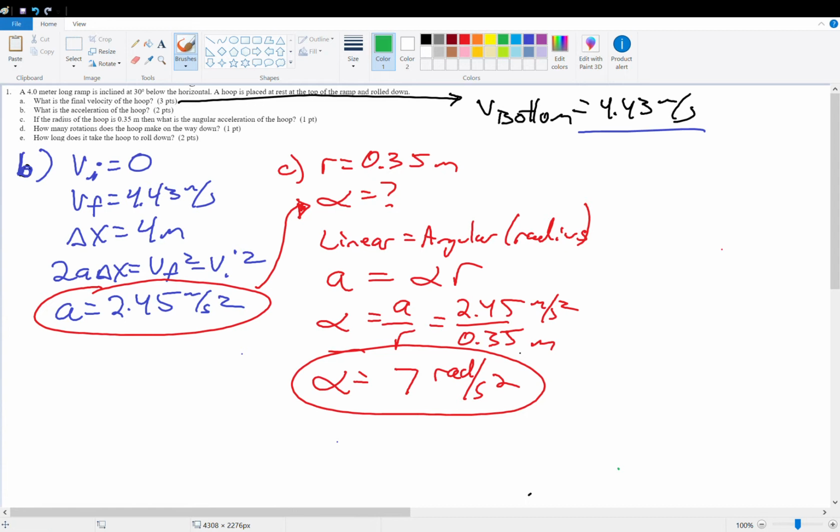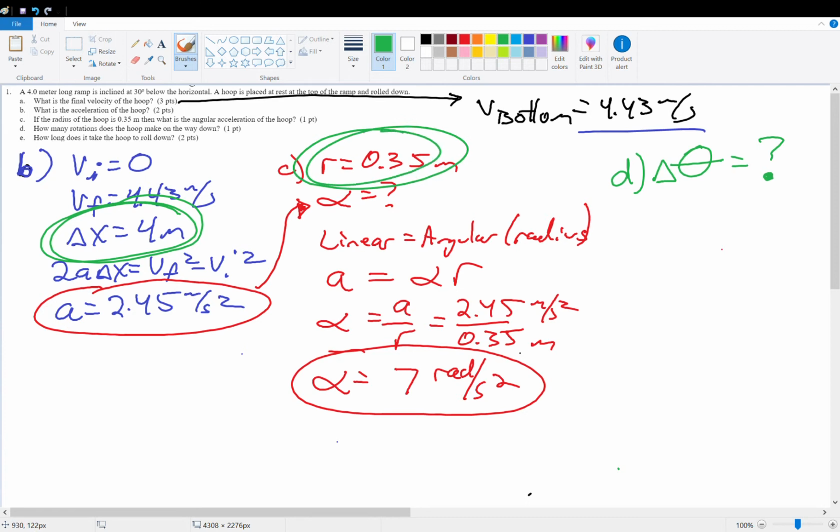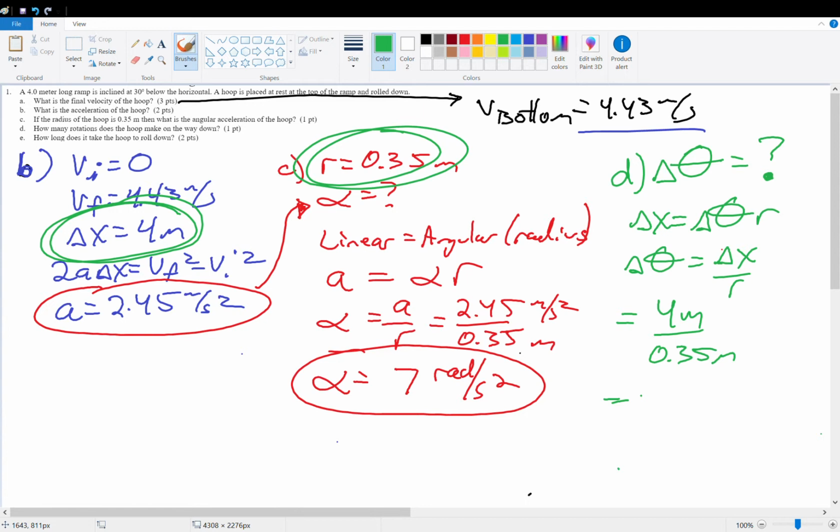D is very similar. D wants to know how many rotations it makes. Remember, asking how many rotations is equivalent to asking for the angle. We know our linear displacement and we know our radius, so I can once again use a jumper equation. Delta x is delta theta times r, which means delta theta is delta x over r. For us, that's 4 meters divided by 0.35 meters, and it gives us 11.42. Again, I used a jumper, so this gives me radians.